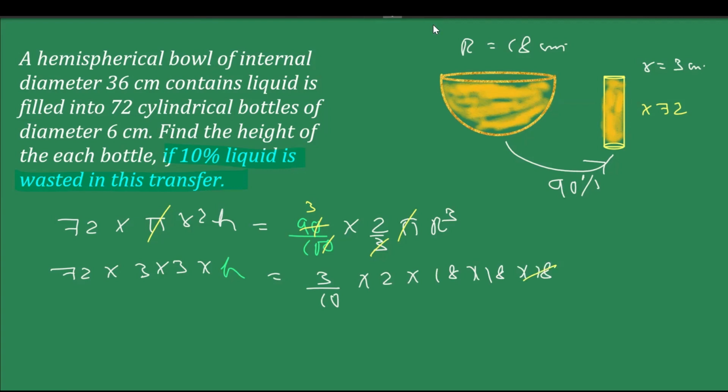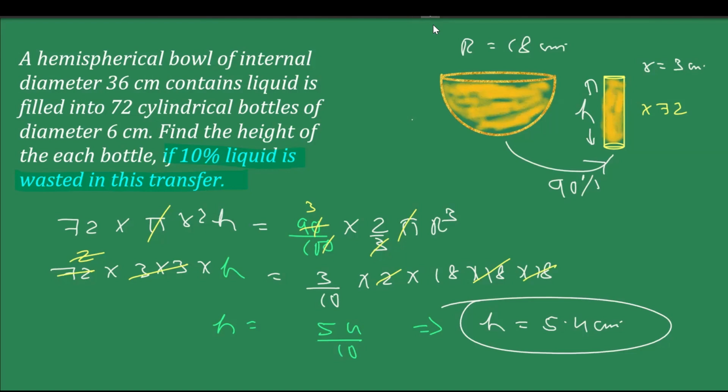You can see 18 into 2 is 36, so 36 gets cancelled, and 3 into 3 is 9, 9 into 2 is 18, so this 18 gets cancelled. Now we get h over here. h should come as 3 multiplied by 18, which is 54, over 10. So the height is 5.4 centimeter. This is what we had to calculate: the height up to which the cylindrical bottles are filled, and we got this height as 5.4 centimeter.